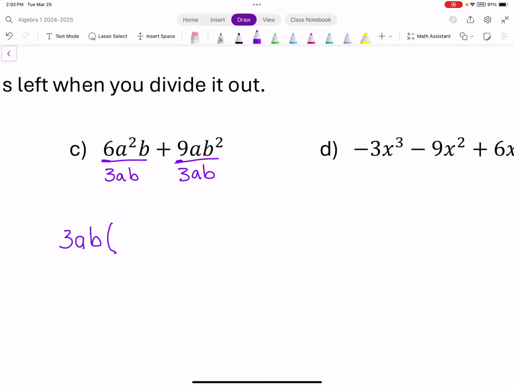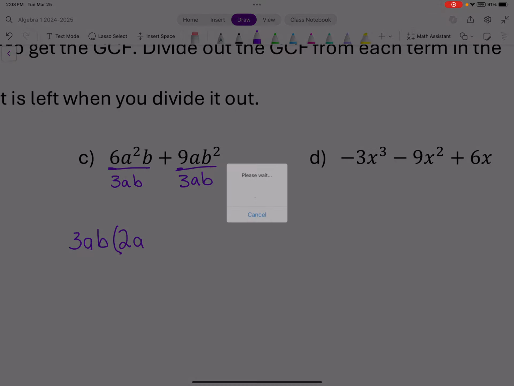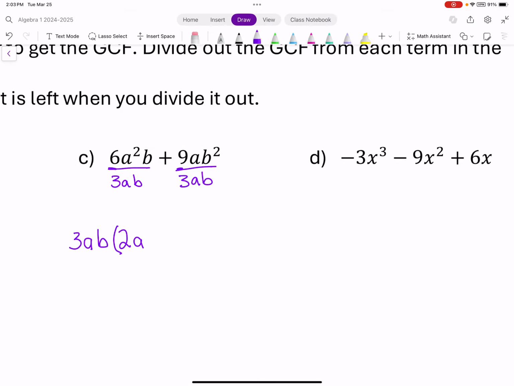So 6 divided by 3 is 2. I had a squared, but I'm taking away an a, so I only have 1a. And then I had a b, but I took it away, so it's no b's. On to the next one. 9 divided by 3 is a positive 3. My a's went away, and I had 1b left. So this would be the final answer.